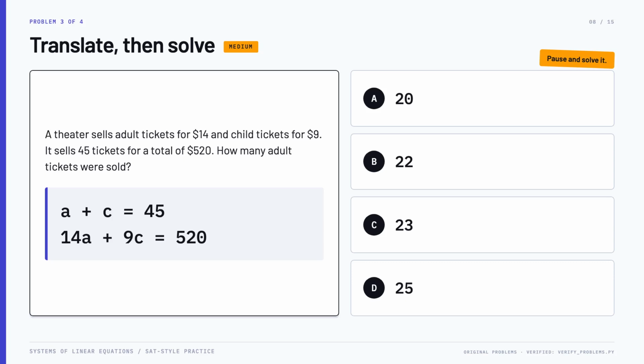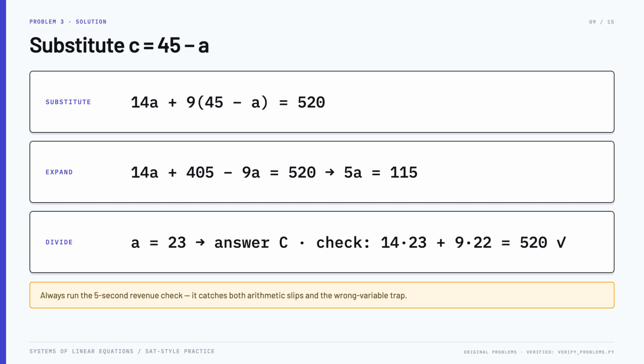Problem 3, medium, the word problem. A theater sells adult tickets for $14 and child tickets for $9. It sells 45 tickets for $520 total. How many adult tickets? Choices, 20, 22, 23, 25. Pause and solve it. Two equations. a plus c is 45, and 14a plus 9c is 520. Substitute c equals 45 minus a. 14a plus 405 minus 9a equals 520. That is 5a equals 115, so a equals 23. Answer C.